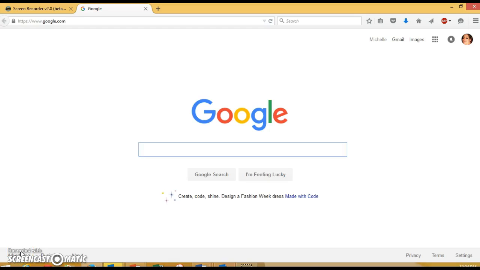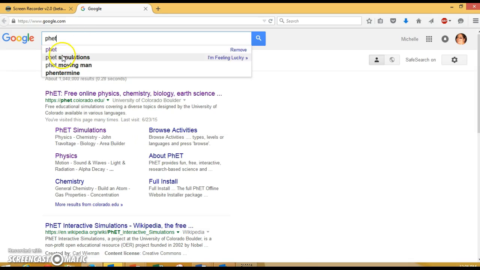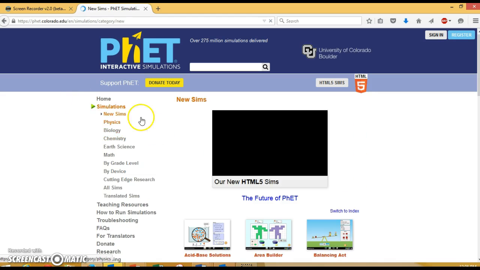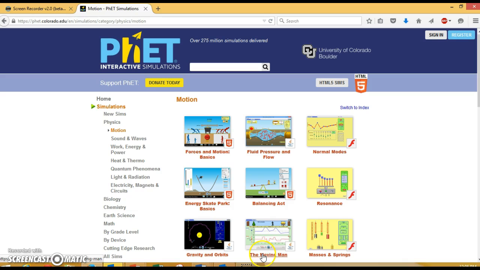These are the instructions for how to use the Moving Man, which is a PhET simulation sponsored by the University of Colorado, and it will help you figure out the motion graphs. If you just go to Google and Google PhET simulations Moving Man, but you can just Google PhET, the first one that comes up is the link, and you're going to play with the simulations. Then you want to select physics and motion, and then you should see the Moving Man in that list.